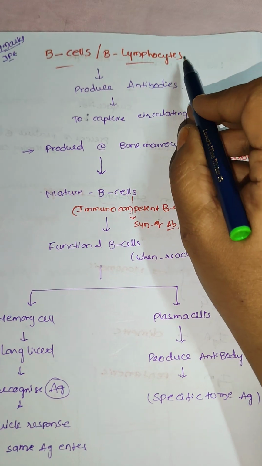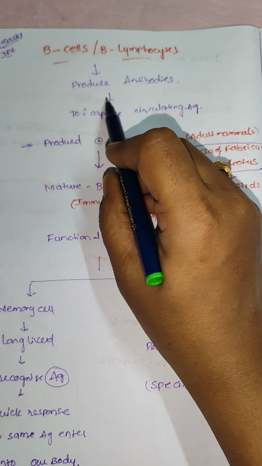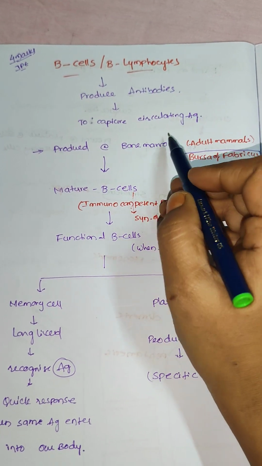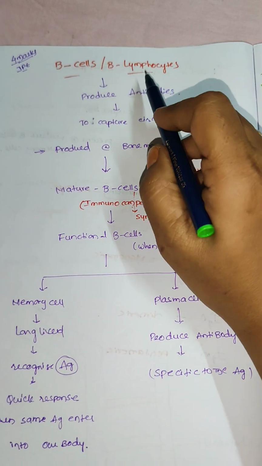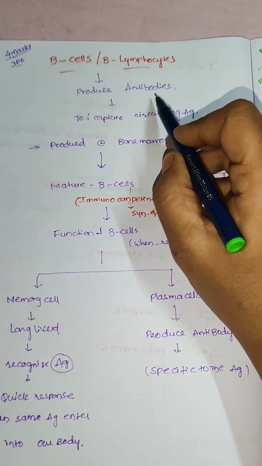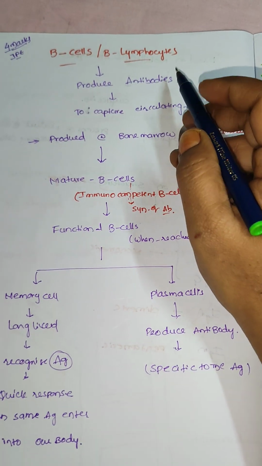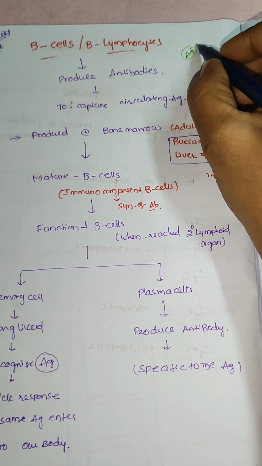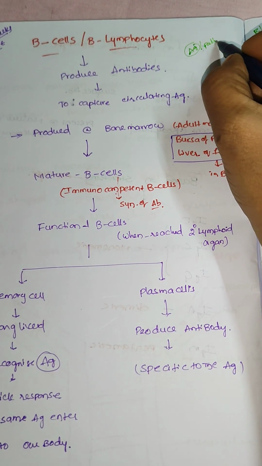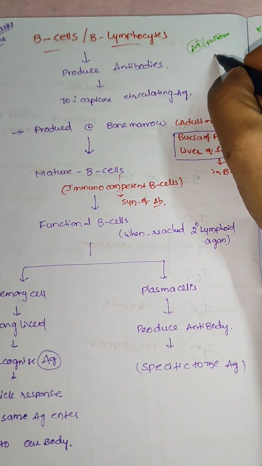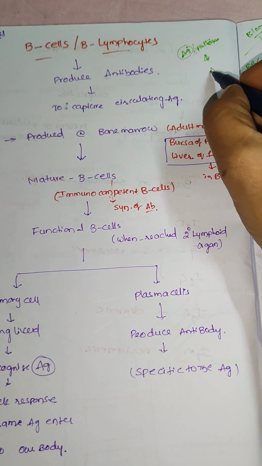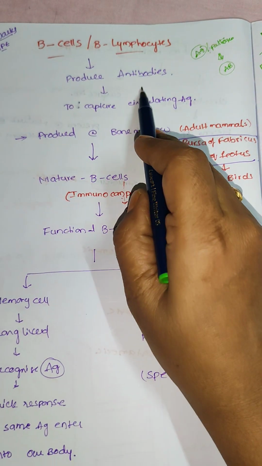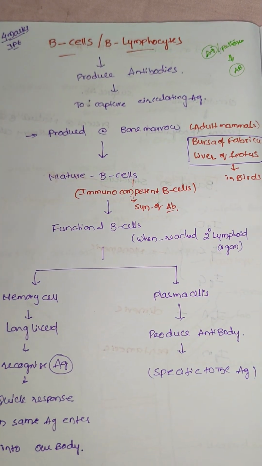The main function of B lymphocytes is to produce antibodies. Whenever a pathogen enters our body, the B cells will produce antibodies against the antigen. An antigen is a foreign particle or a pathogen. If it enters our body, antibodies are produced to defend, and these are produced by the B lymphocytes.